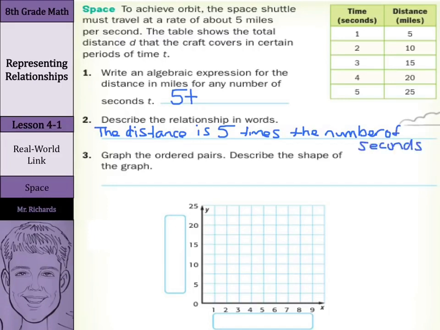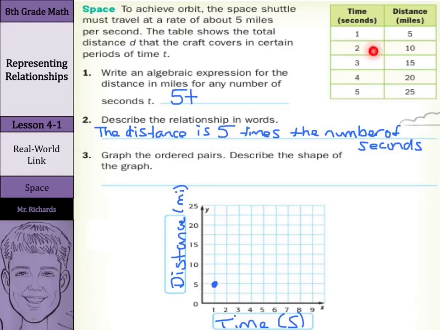And graph the ordered pairs and describe the shape of the graph. Well, on our x-axis, let's put our time, and that's going to be in seconds. And on our y-axis, we're going to put our distance, and that's going to be here in miles, or mi. So our first point we have is 1, 5. 1 second, 5 miles. So we have 1 second and 5 miles, and that meets right there.